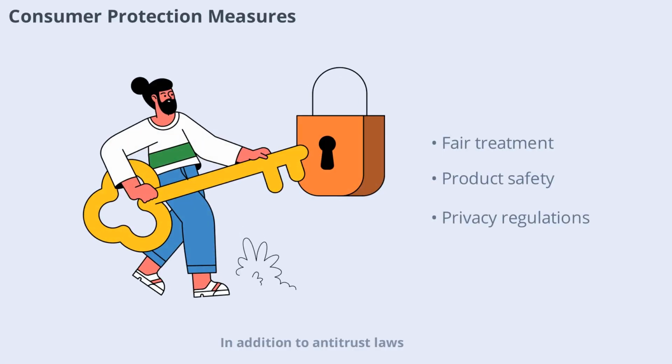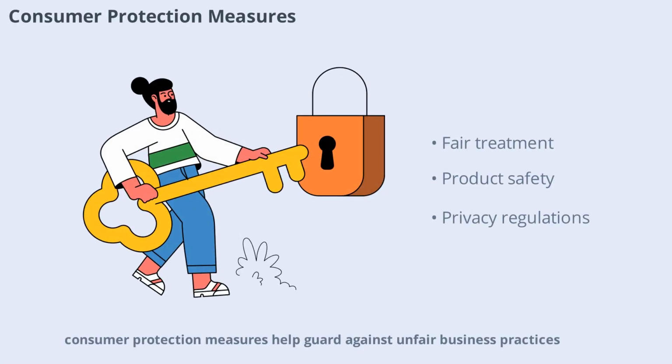In addition to antitrust laws, consumer protection measures help guard against unfair business practices. These include regulations on advertising, product safety, and privacy. Together, these policies ensure that consumers are treated fairly and have confidence in the market.